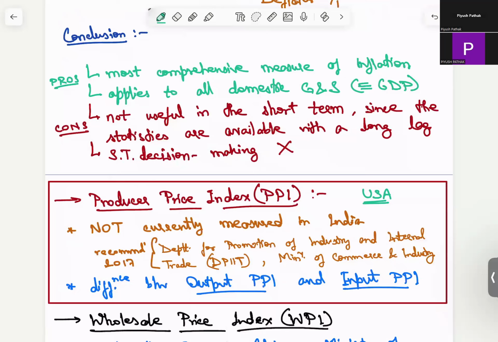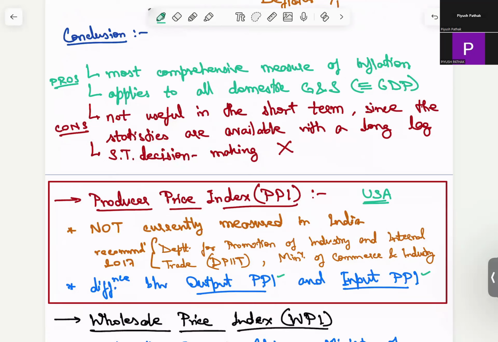There are two measures for it: one is the output PPI and the second is the input PPI. It measures the price index; we will talk about price index later. So it measures the change, or the inflation, which is coming up at the producer level. So what is the producer level?